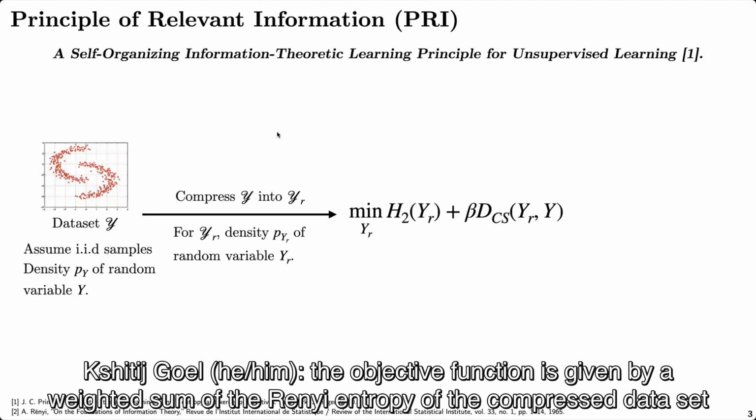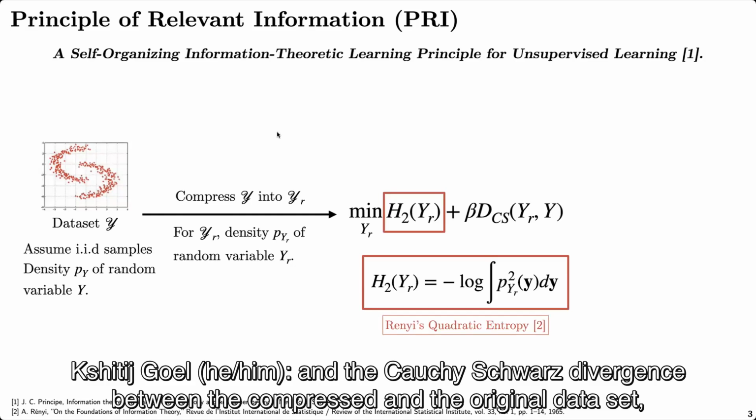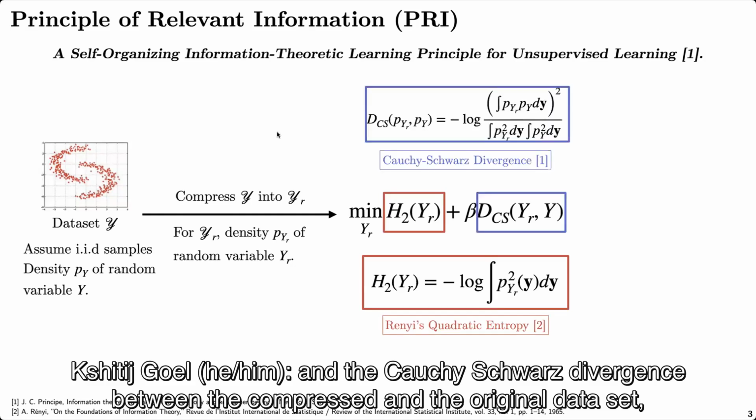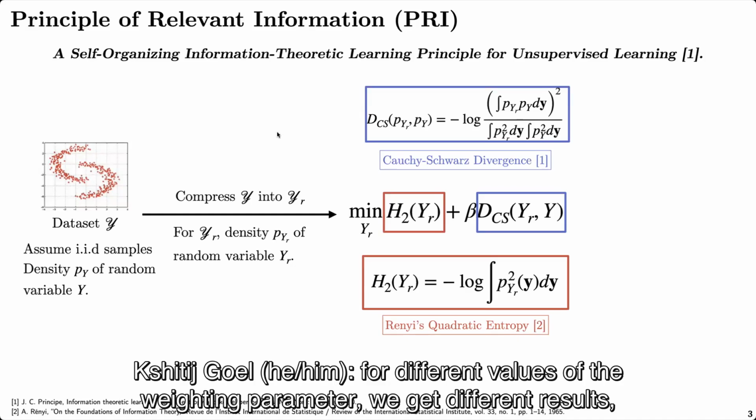The objective function is given by a weighted sum of the Renyi entropy of the compressed dataset and the Cauchy-Schwarz divergence between the compressed and the original dataset. The entropy objective reduces the amount of redundancy in the dataset, and the divergence objective reduces the amount of error. For different values of the weighting parameter, we get different results.